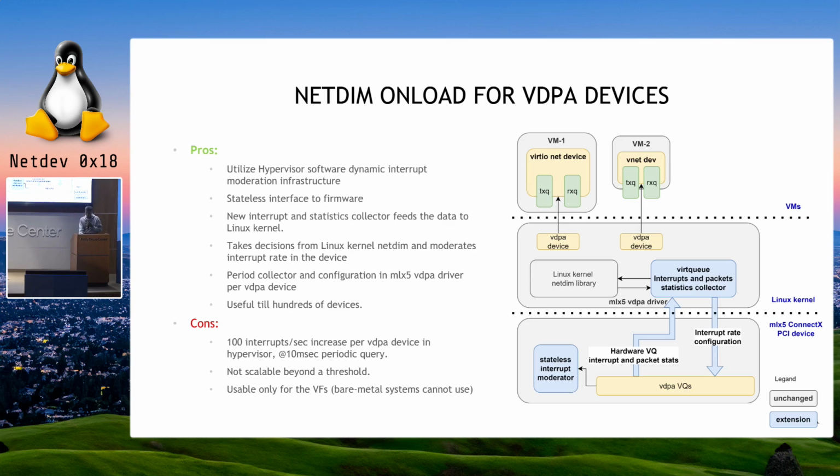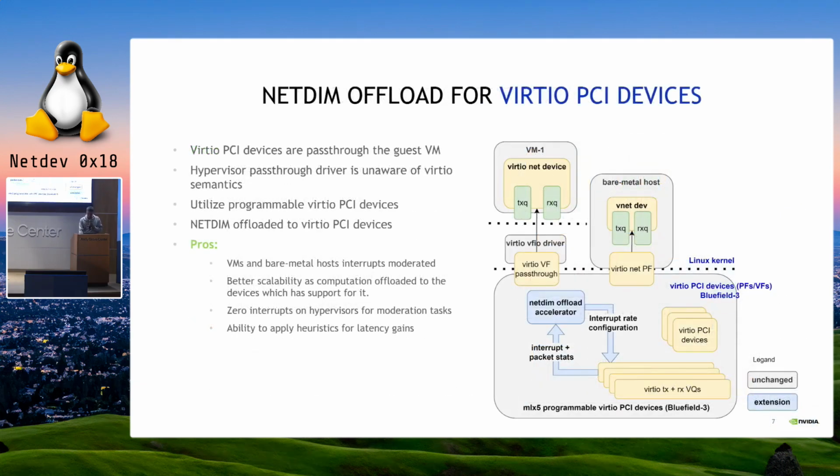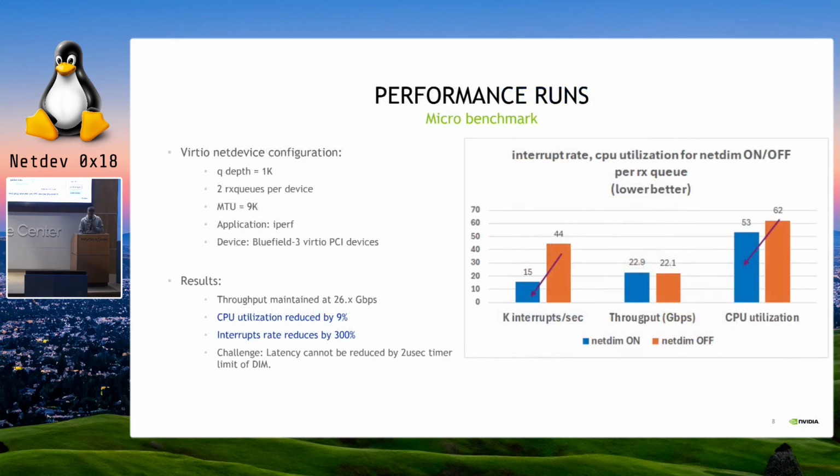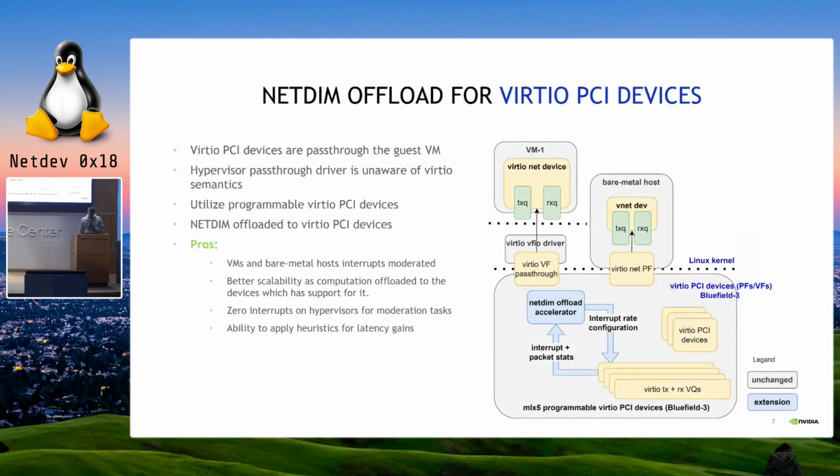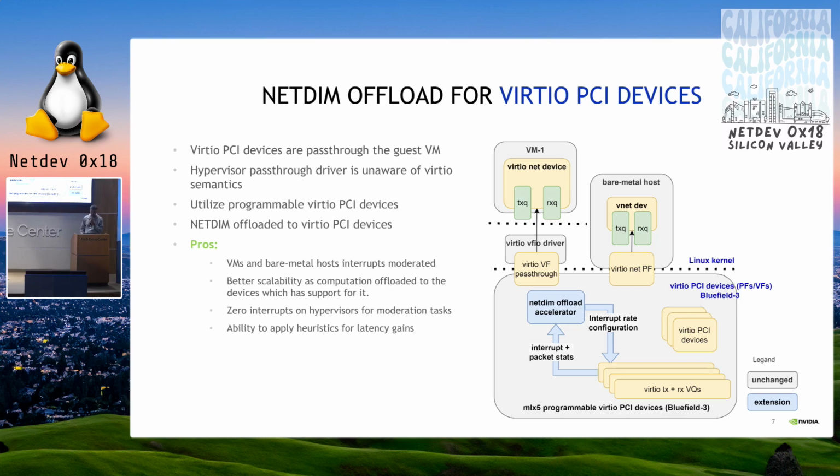Now that brings us to our second class of users, a virtio PCI device, where there is no hypervisor involved because these devices are passed through. I don't have a diagram here. Okay, it is. So in this mode, what we see on the left side is VM1, which has a virtio net device as a pass-through device. And now there is no hypervisor library of netdim involved here.